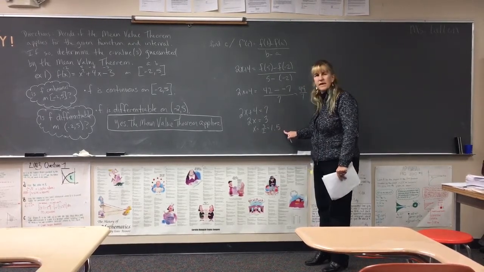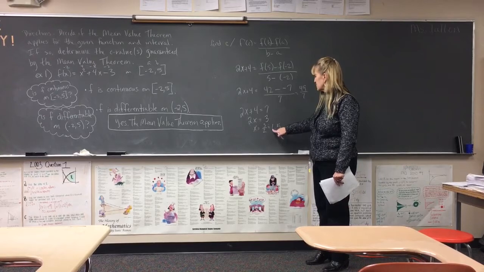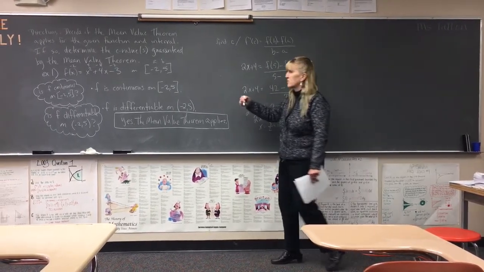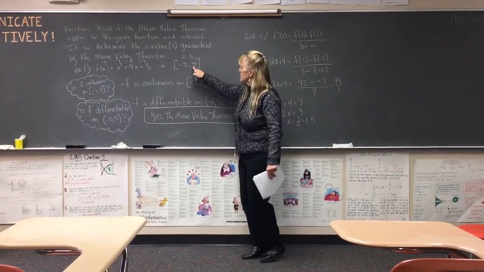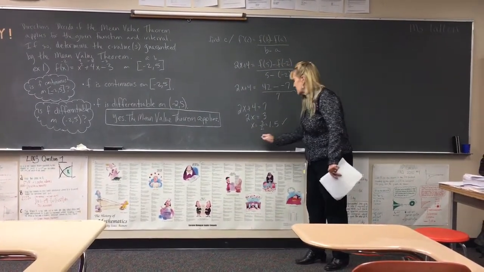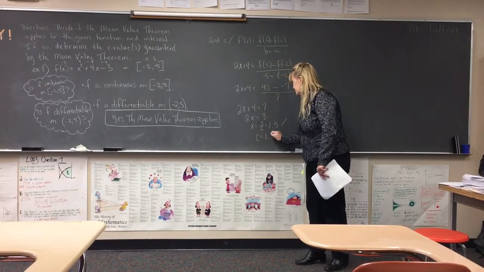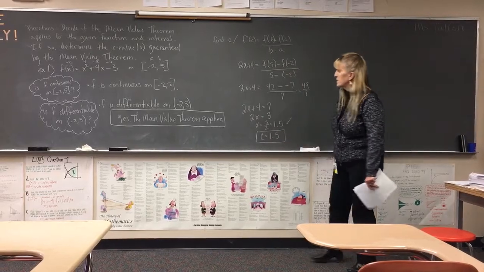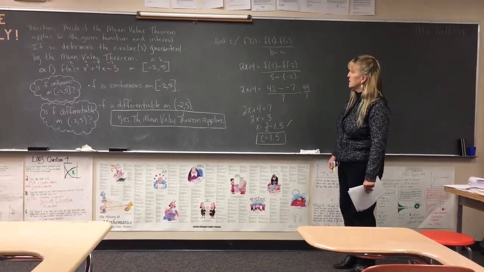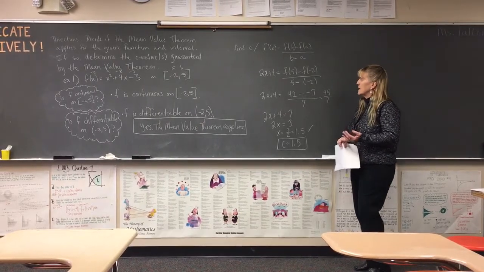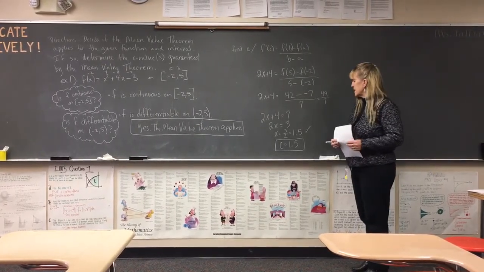I just need to double check here and make sure that this 1.5, or this 3 over 2, does indeed fall in the closed interval that I was given. Now, is 1.5 somewhere between negative 2 and positive 5? Yes, indeed, it does. Check. So my c value is 1.5. And these two boxed things are my answers up on the board. So I have applied the mean value theorem, and I have found that c value.